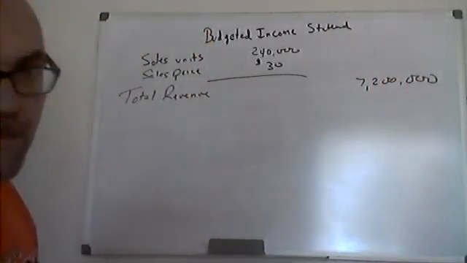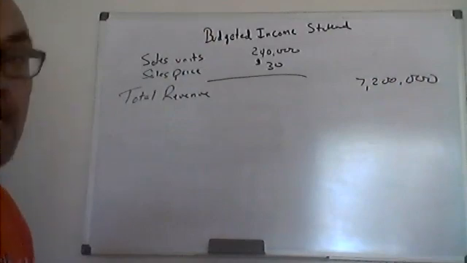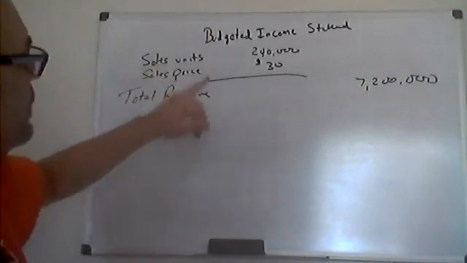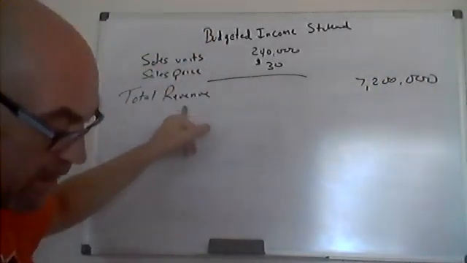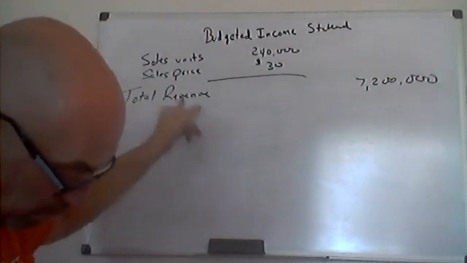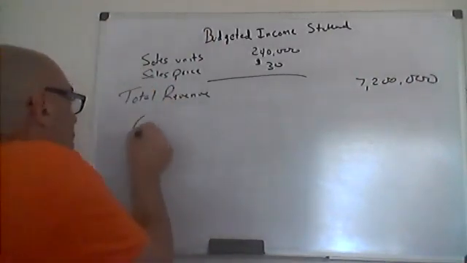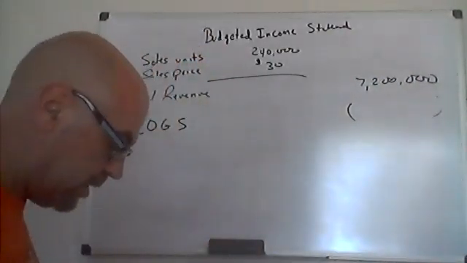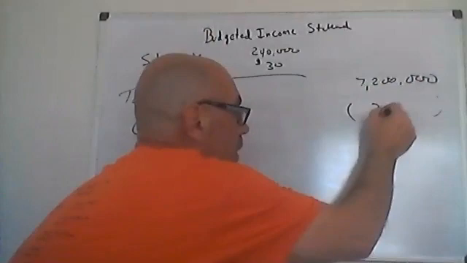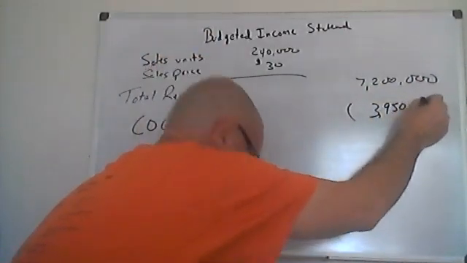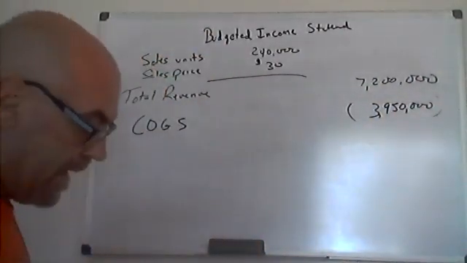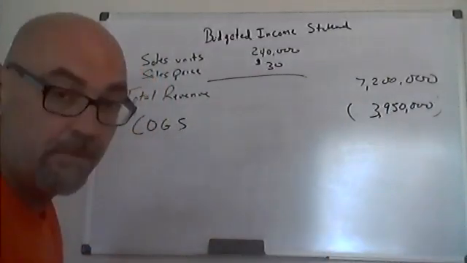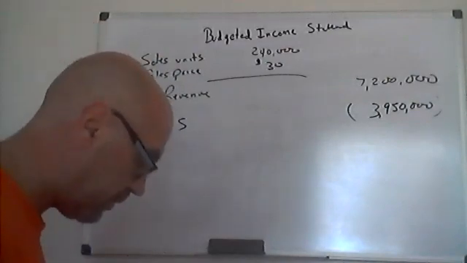All right, so now we are to our budgeted income statement. The top of the budgeted income statement is just going to look like our budgeted sales. So we have our sales units multiplied by our selling price to get our total revenue. From there, we take out our cost of goods sold, which we found back in 6, I believe it was. And we did our budgeted cost of goods sold statement.